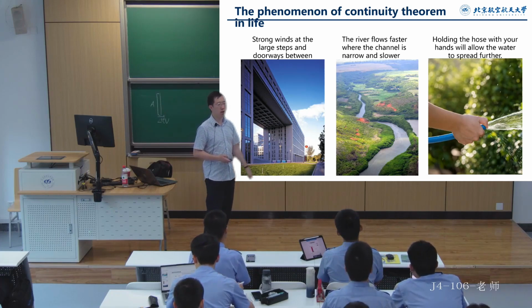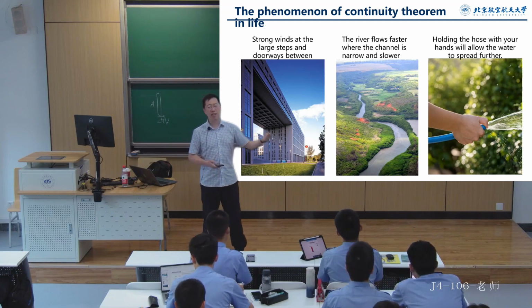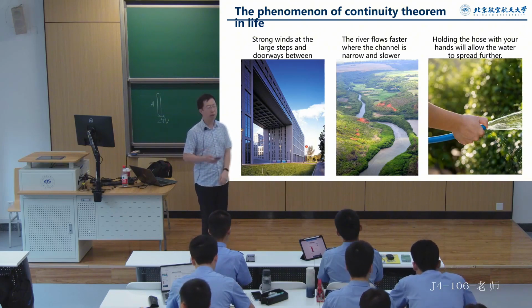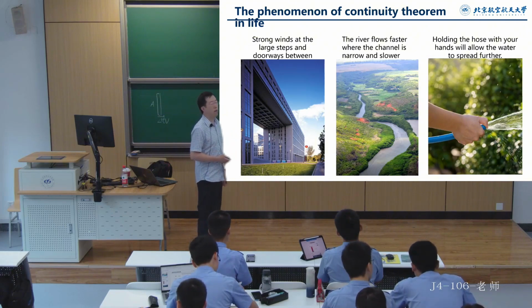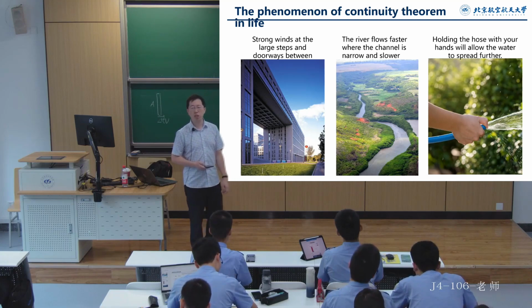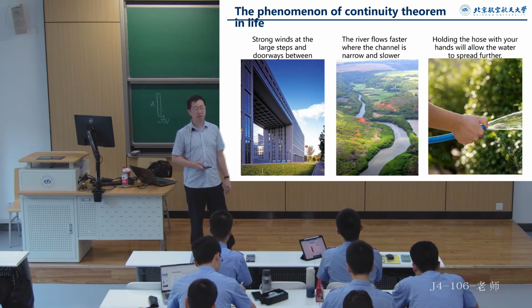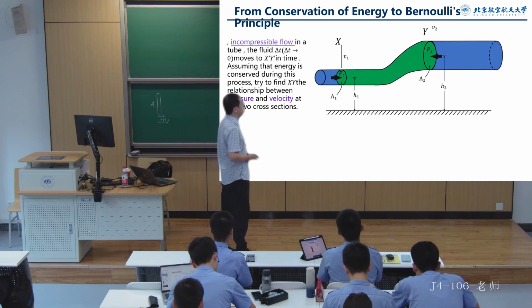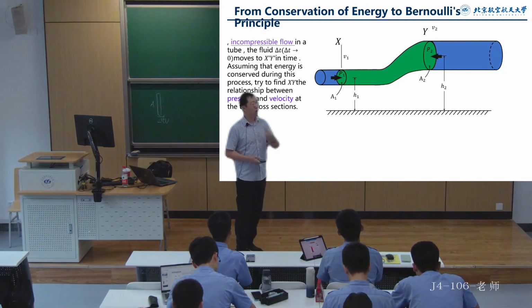It is a matter of mass conservation, and it follows the continuity equation. So when we reduce the cross-sectional area, the flow velocity can increase, allowing it to spray further. This is an example of how the continuity equation manifests in our daily lives. With the continuity equation as a foundation, we can now discuss what Bernoulli's principle is all about.